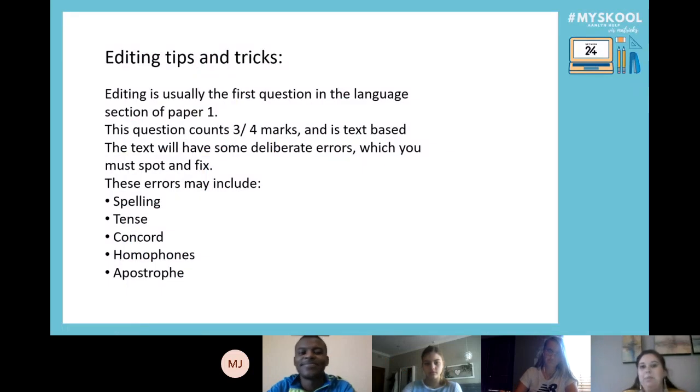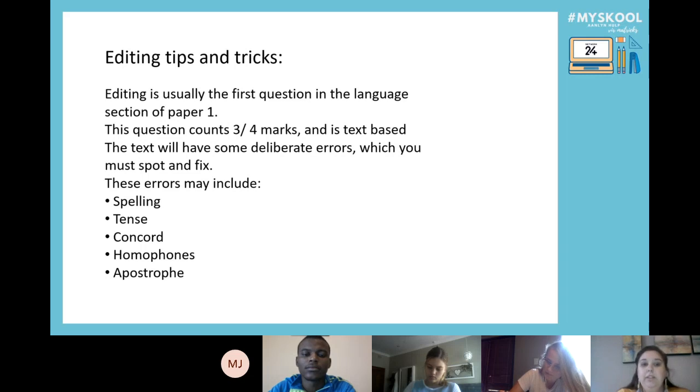Okay, the editing part of your language paper is usually one that you have some trouble with. The one where you have to find the errors and correct them. It usually counts about 3 or 4 marks out of the 20, and you usually tell me that you find it difficult firstly spotting the mistake and then secondly fixing the mistake. So I just want to give you some tips and tricks on how to do the editing.